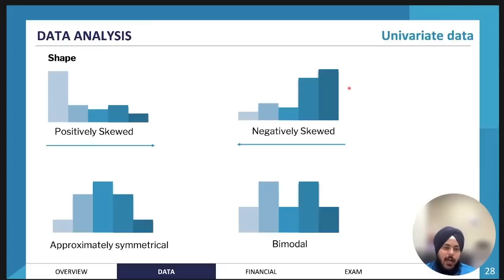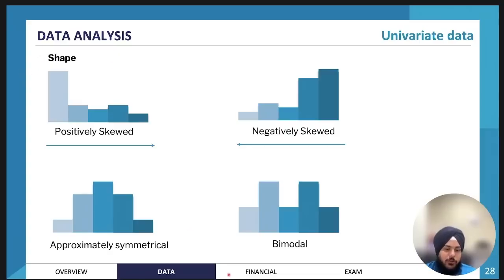So the shape of the data really gives us information on how the distribution actually looks, or how the values are actually distributed in real life. The shapes we can have are positively skewed, negatively skewed, approximately symmetrical, or bimodal, where bimodal is going to be really rare. So you'll mostly only be assessed on these first 3 shapes.